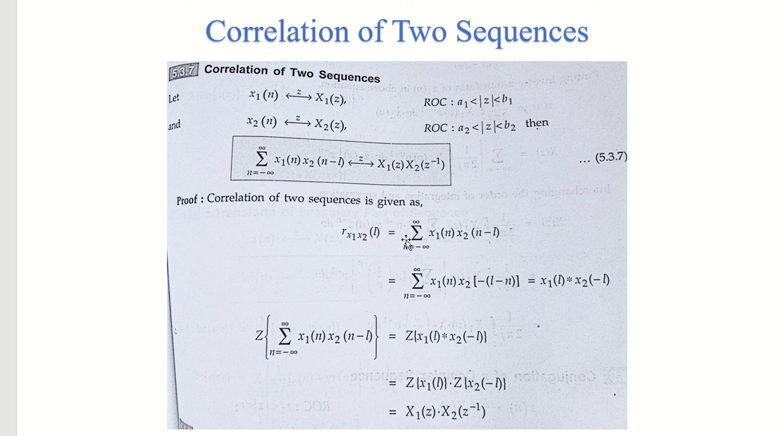Now what we can do is take summation n equals minus infinity to infinity x1 of n, x2 of, instead of n minus L, we can write it this way: minus L minus n. The thing is still the same, we are just changing the sign, but minus minus will become plus. So we are not making any changes to the input. Then we can write x1 of L, and it will be in convolution with x2 of minus L. See, because this formula is basically becoming the formula of convolution.